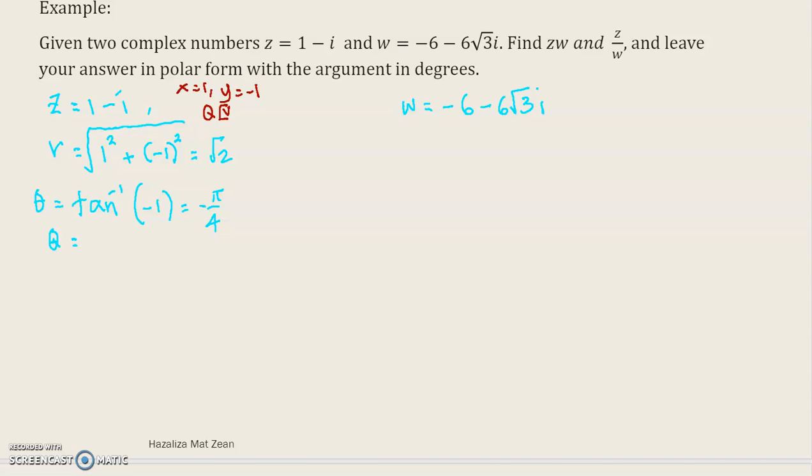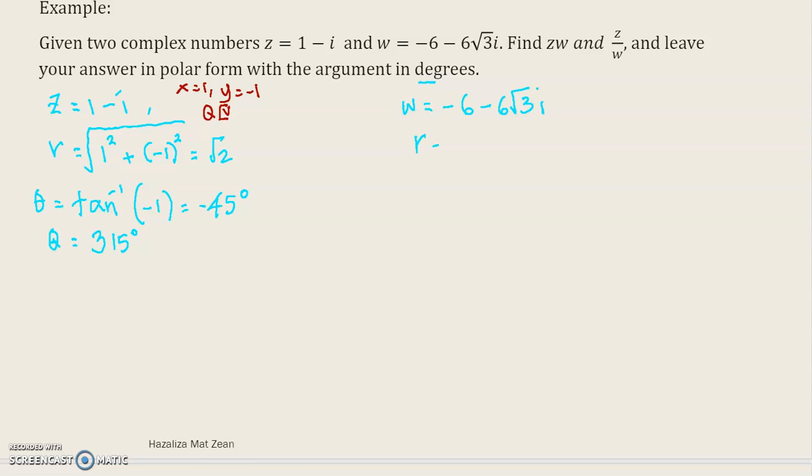Oh, sorry. This one is not going to be in radians because it says that it must be in degrees. So we change to degrees. If we use the calculator, it gives us negative 45 degrees, which is in quadrant 4. But we want it to be between 0 and 360, so change to 315. So you change it right from the beginning.